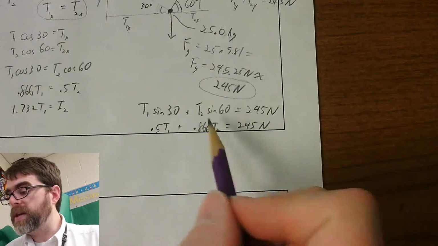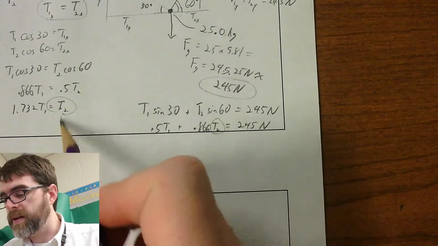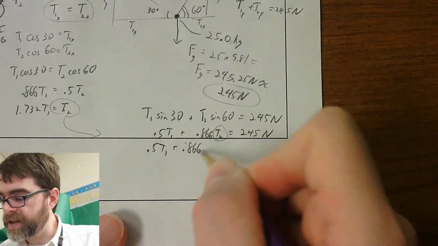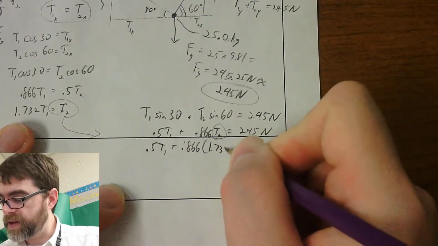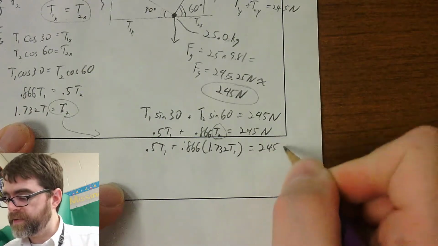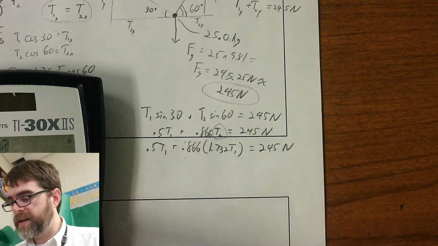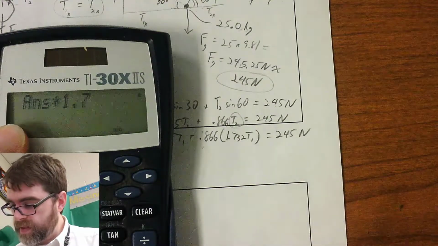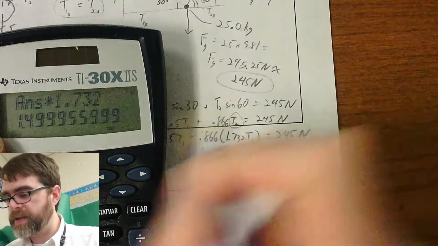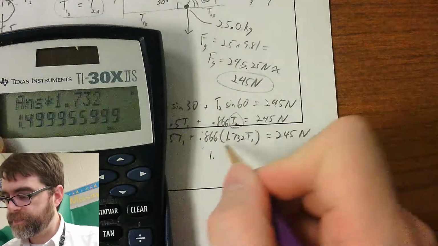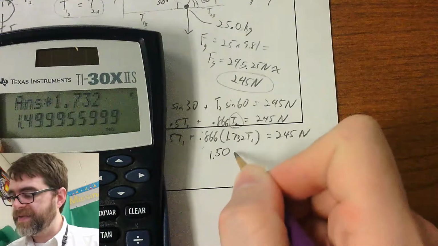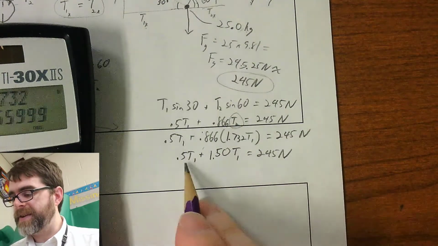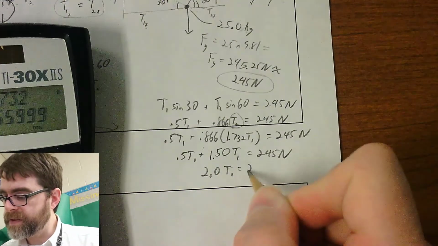But what we can do is replace t2 here with t2 from here. And so we're going to do that substitution, and when we do that, then we have 0.5 t1 plus 0.866 times 1.732 times t1 is equal to 245 newtons. So now I can do this ugly combination here where I take this number that I still have in my calculator times the 1.732, and that gives me, look at that, that's so close to 1.5. You know what, we're going to call it 1.50 t1, and 0.5 t1 is equal to 245 newtons. So now we can combine those two. We end up with 2.0 t1 is equal to 245 newtons.